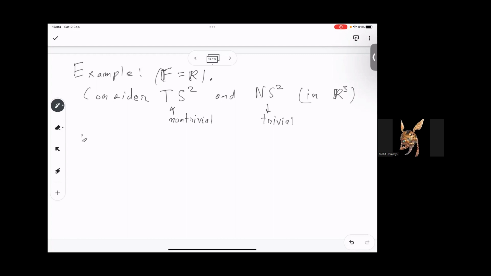Okay. But the tangent bundle of S2 direct sum the normal bundle of S2 is isomorphic to, this is like a general identity, the tangent bundle of R3 restricted to S2. And the tangent bundle of R3 is trivial, so this is in fact just S2 cross R3. So this is trivial.